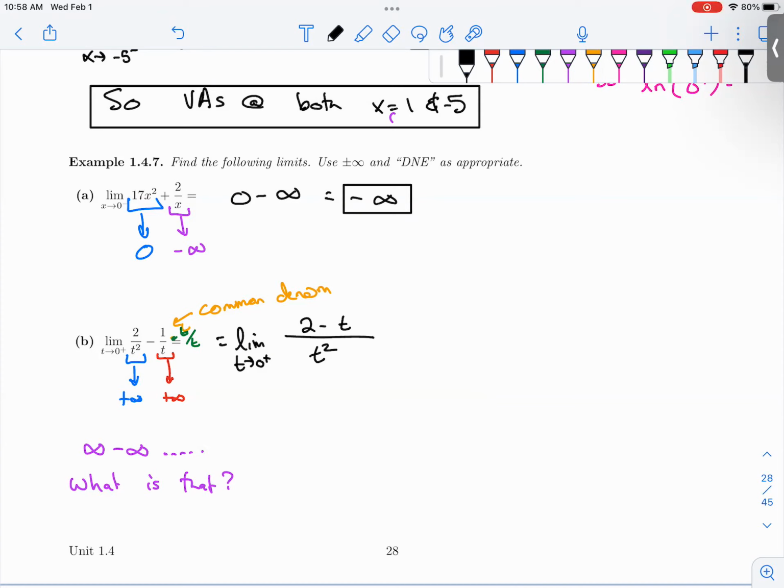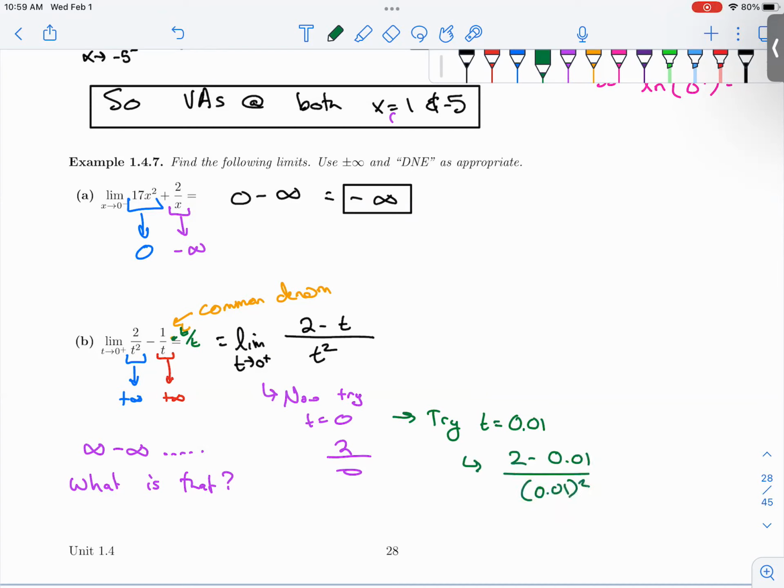Now let's try and plug in 0. And what do we get? You get 2 over 0, which means it's going to be infinity or negative infinity. Try t equals 0.01, and you'll get 2 minus 0.01 over 0.01 squared. You get 19,900. So positive infinity. So this equals positive infinity.